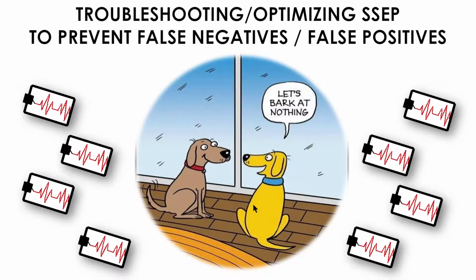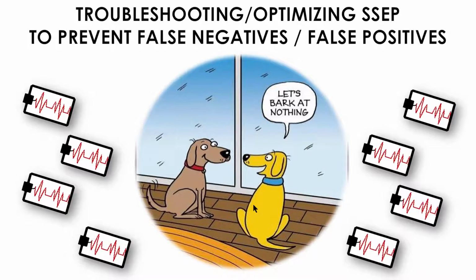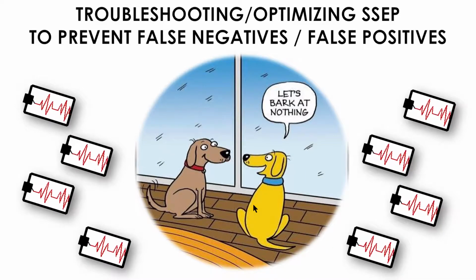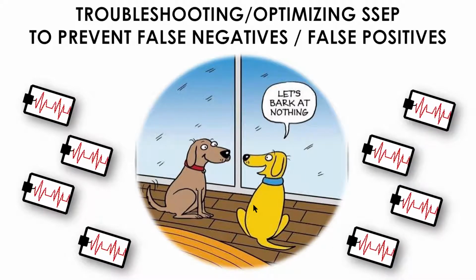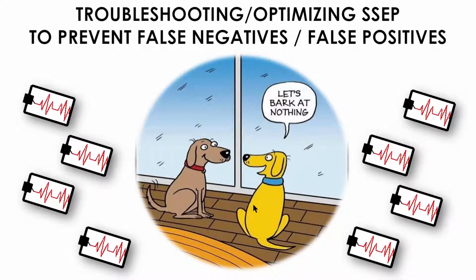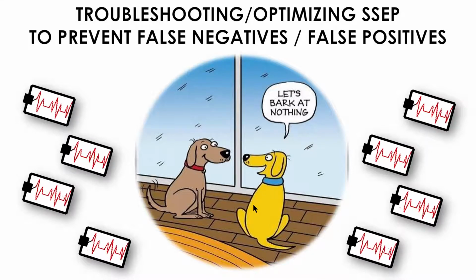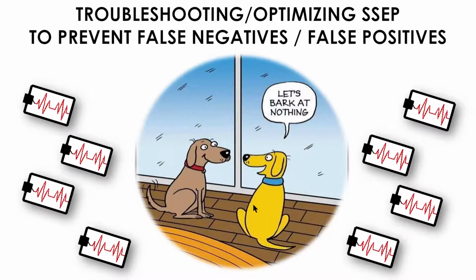A false negative shows no change in our intraoperative data, but the patient wakes up with a post-op deficit. A false positive shows a change in the data, but the patient wakes up with no post-op deficit. Both scenarios we need to try best we can to prevent.